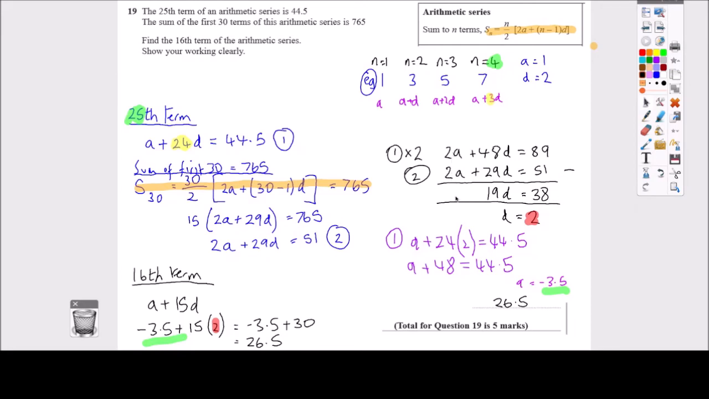So I can now take away the second equation from the first one. 2a take away 2a is nothing. 48d take away 29d is 19d. And 89 minus 51 is 38. Dividing by 19, I've worked out that d, my common difference, is 2.